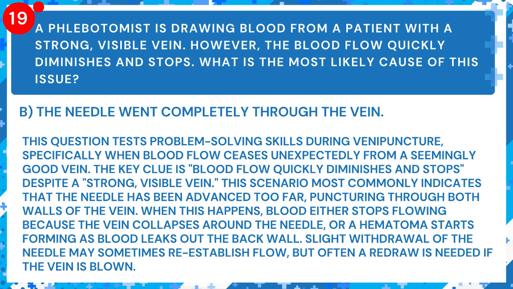When this happens, blood either stops flowing because the vein collapses around the needle, or a hematoma starts forming as blood leaks out the back wall. Slight withdrawal of the needle may sometimes re-establish flow, but often a redraw is needed if the vein is blown.